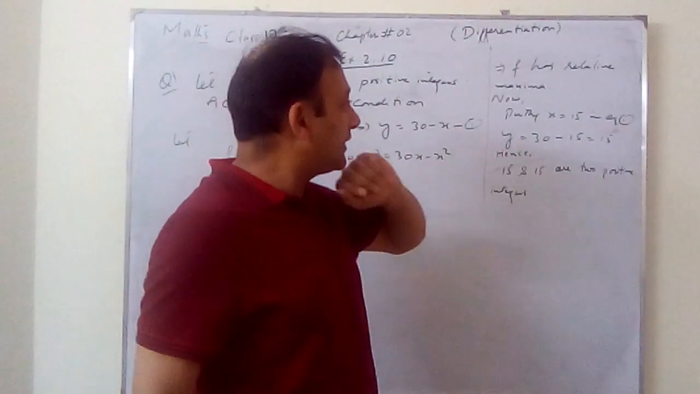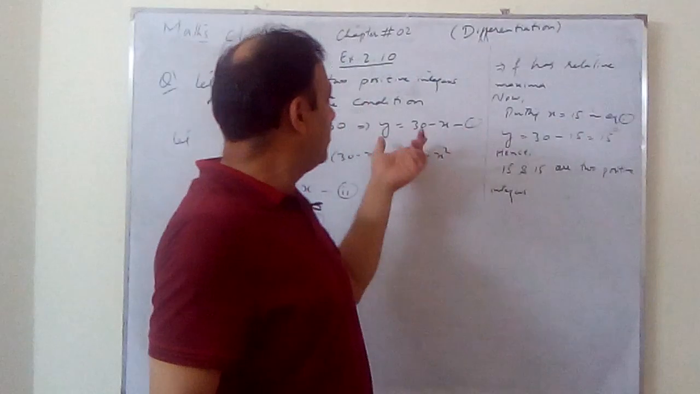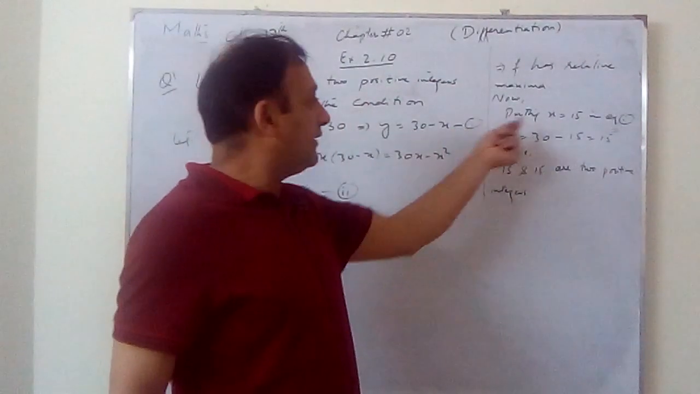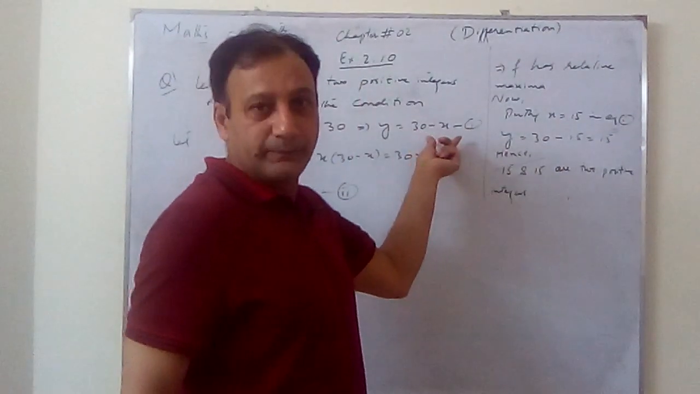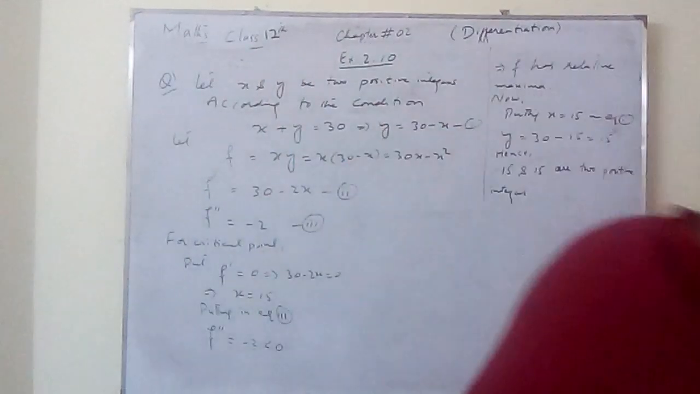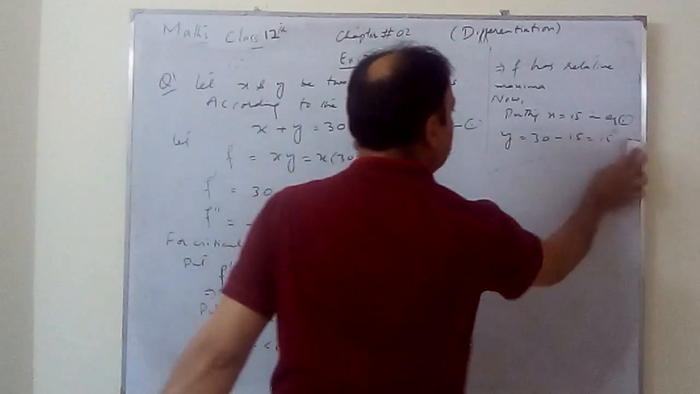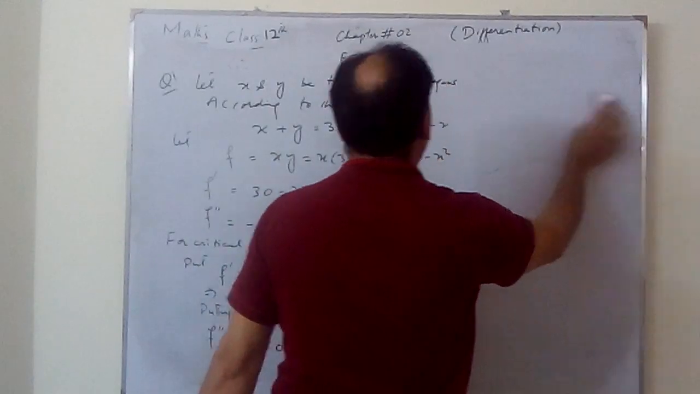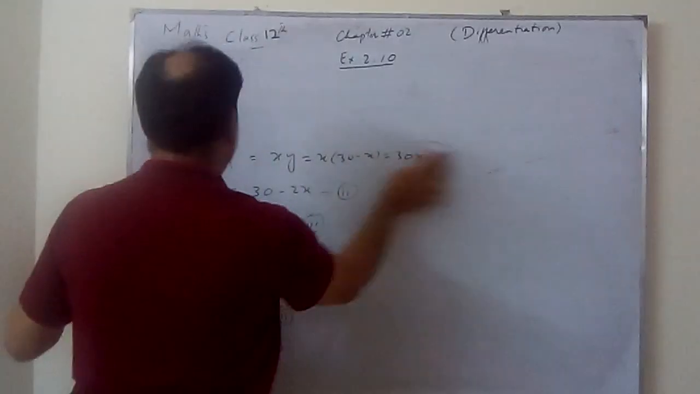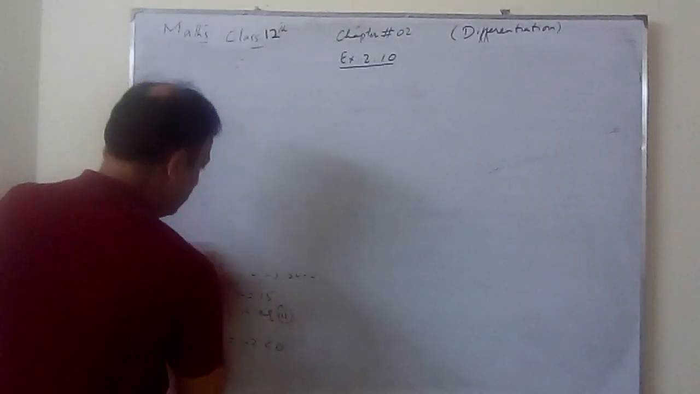It is given also in the question. So putting x is equal to 15 in this, one value is 15, and the other value we can get from here. So this is what the question is and how it is solved.